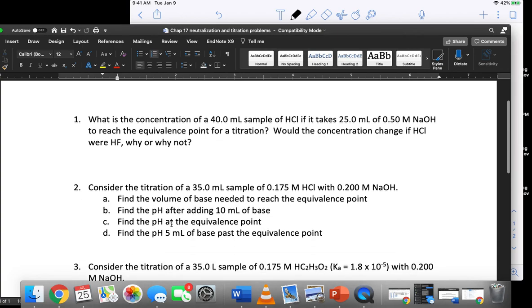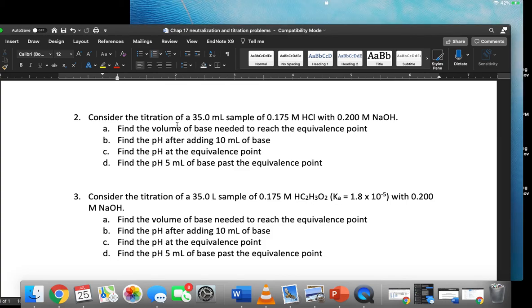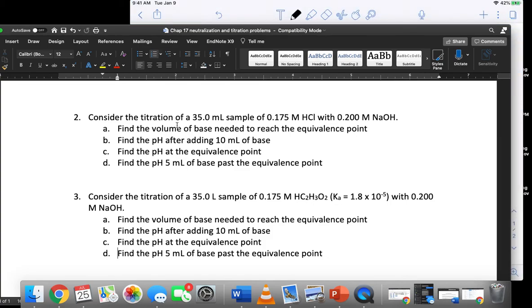Now, the other kind of problem we're going to see for titrations, and I can pretty much guarantee there will be a question like this on your next exam, describes a situation that's occurred for a solution, and then asks you to find pH at various points in the titration. So we'll take a look at number 2 first, and then number 3, which is pretty much the same exact situation, but with a weak acid instead of a strong. For this first example, consider the titration of 35.0 milliliters of 0.175 molar HCl with 2.200 molar NaOH. So we have HCl and NaOH, strong acid, strong base.